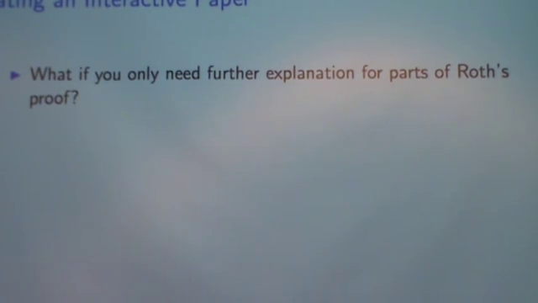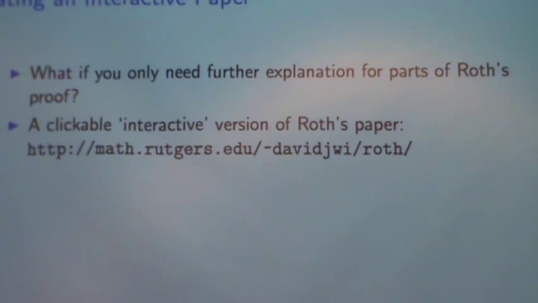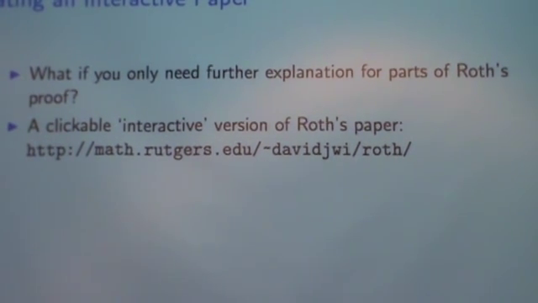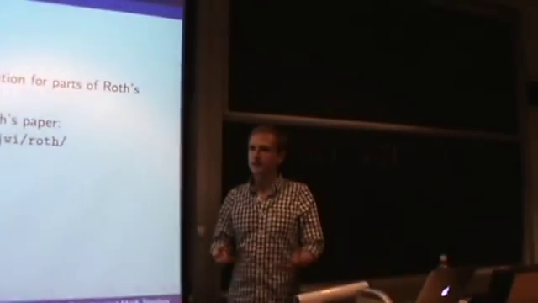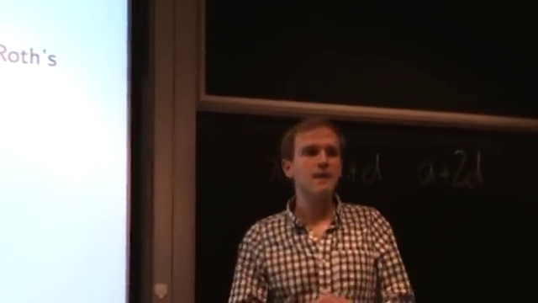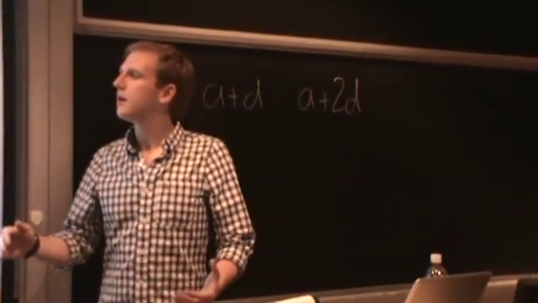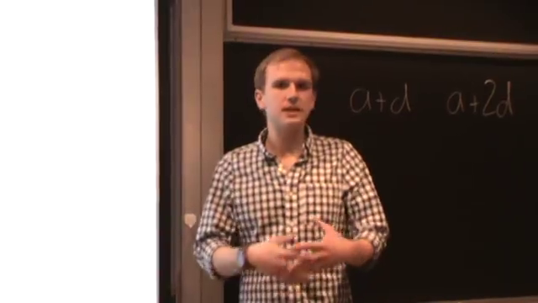So what Dr. Z suggested was the idea of an interactive paper. To begin with, I created an HTML version of Roth's paper, which I'll show in a moment, that's on my website. And the idea was that if you needed certain things explained, you clicked on them and you got an explanation. That way you didn't have to read through all the explanation, but anytime you needed further explanation, it was easy to get to.